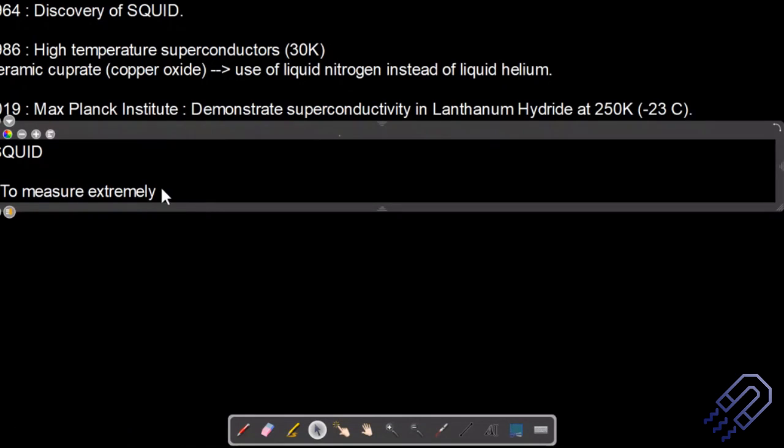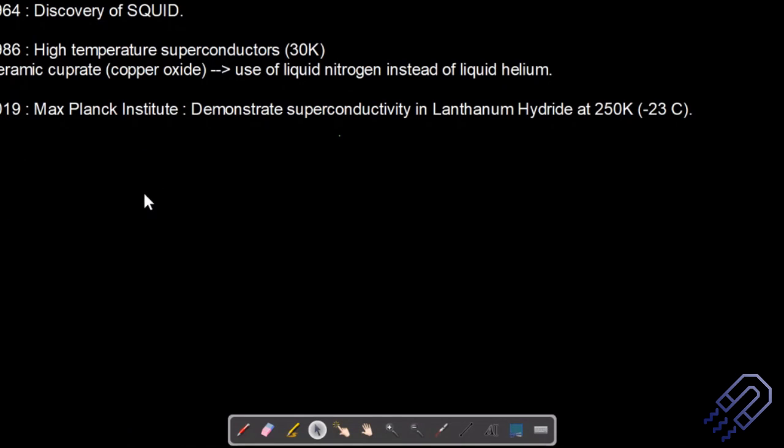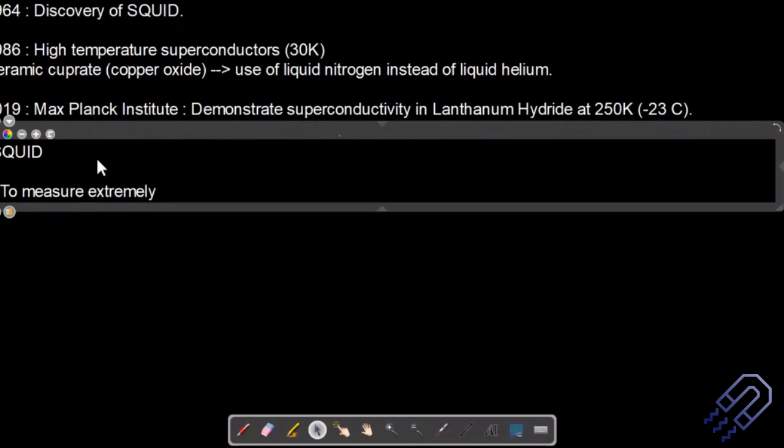So to measure extremely small, weak signals. If we have a very weak signal, that can also be detected. Such as, if you imagine a human body, we know that we have some current pulse flowing in our body, and because of that we have a magnetic field. That magnetic field which is created by you and me is very small, but these small changes can be detected.